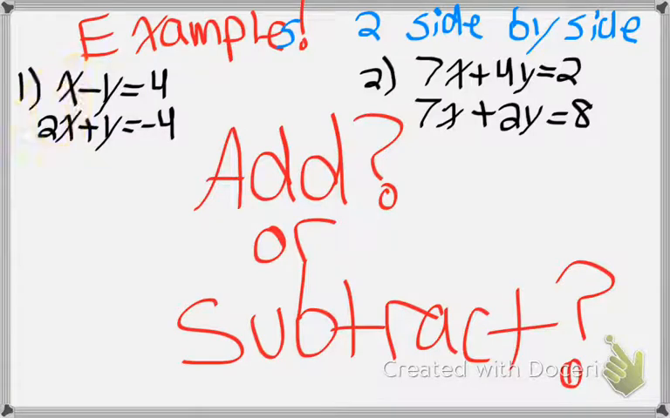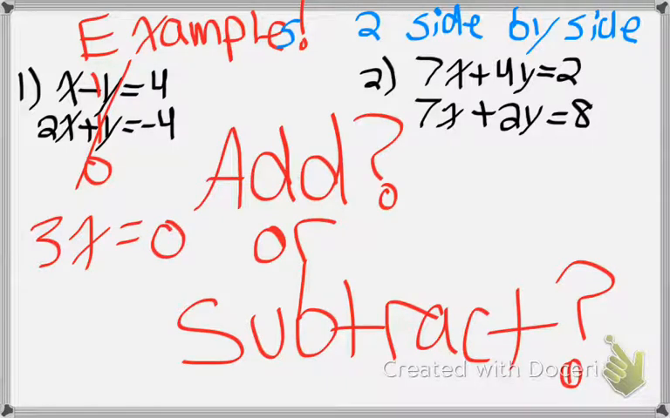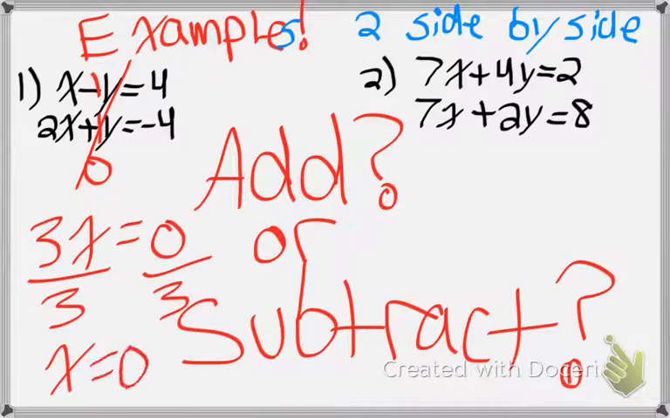But if you were to add, look at what happened to your y's. You have negative 1y plus 1y. Well, negative 1 plus 1 is 0. So poof, your y's are gone, and you'd be left just with 3x equals 4 plus negative 4 is 0. Okay, so you'd have 3x equals 0. Divide both sides by 3. I'm jumping way farther ahead than I meant to. But my point is, notice one of your letters canceled out.